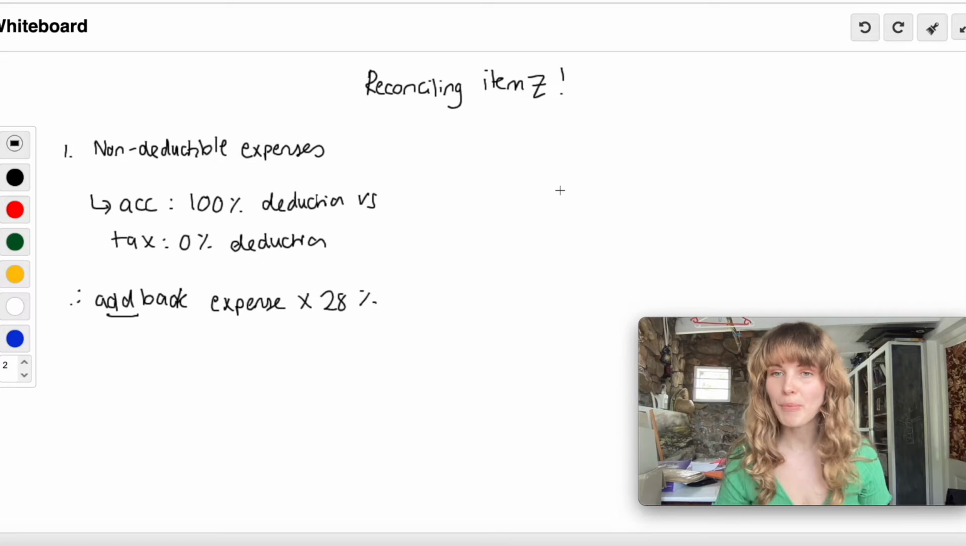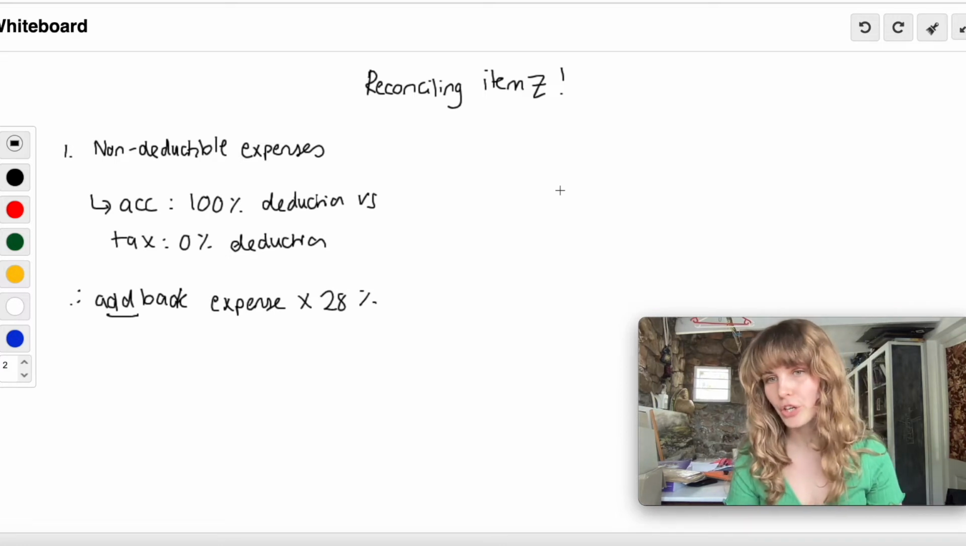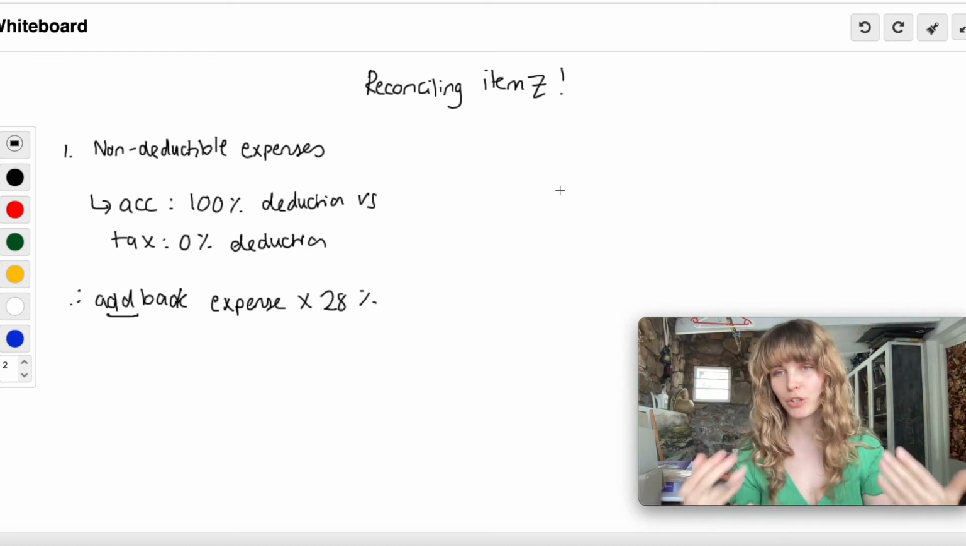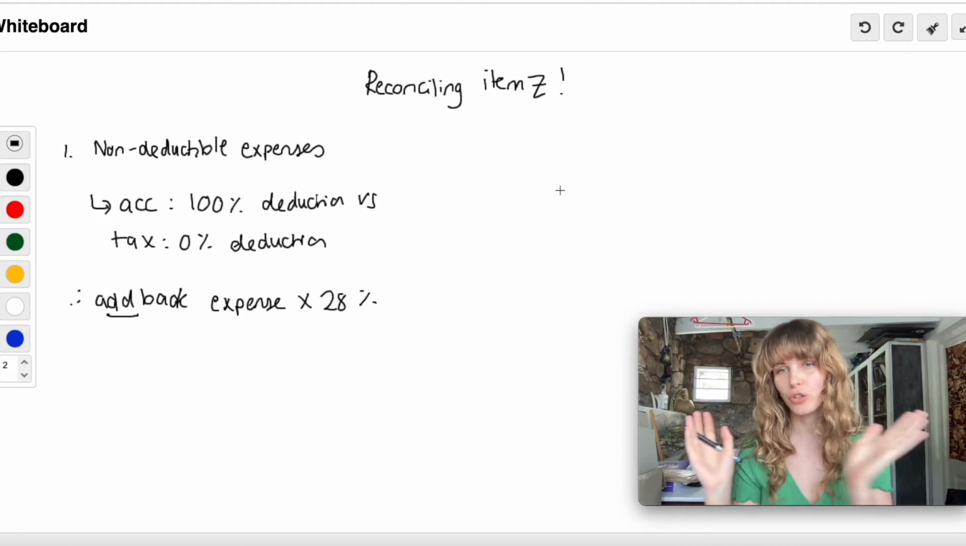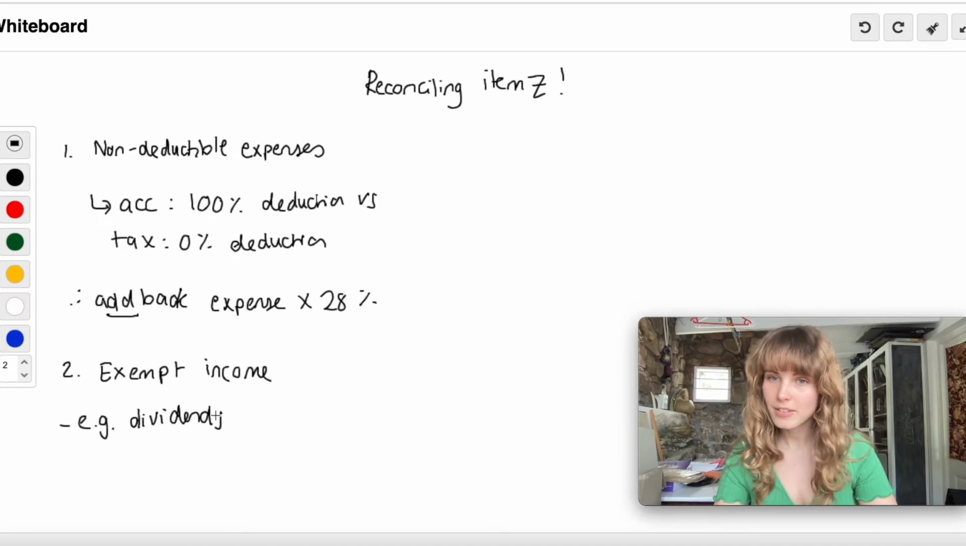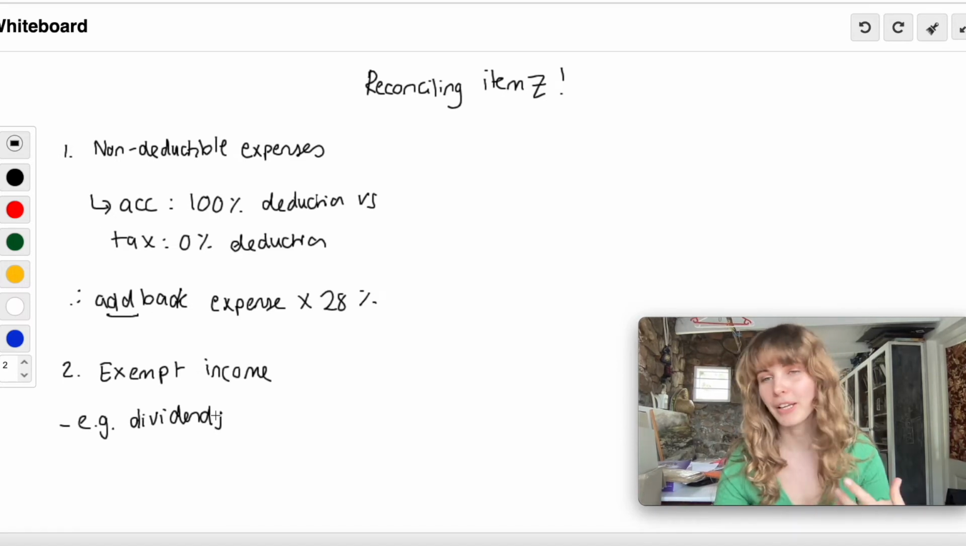So for example, if your expense that you weren't allowed a deduction on was 1,000 rand, then the reconciling adjustment would be to take the 1,000 Rand multiplied by the applicable tax rate of 28% and then add it back to your theoretical tax expense so that you get to your actual tax expense. And so reconciling begins. The next example of a reconciling item is something like exempt income.